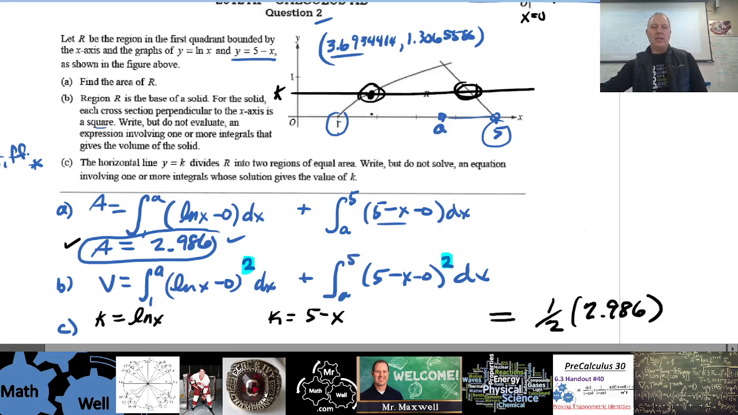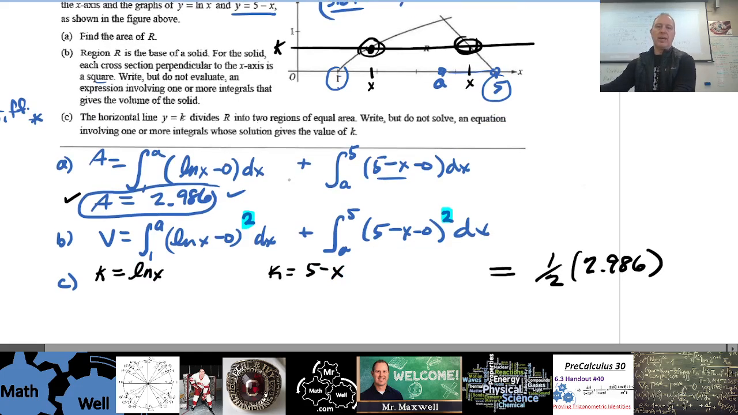Now, in order to find the x value that is associated with each of these, that's kind of the key, right? Oh, it says write, but do not solve. Oh, okay, fine. An equation involving one or more integrals whose solution gives the value of k. So we are trying to solve for k. k is going to be our unknown. So right now, if I write my integrals in terms of ln x and 5 minus x, that's in terms of x. I do not want them in terms of x. I will need to solve for k. So I need to solve for x here. Okay, I'm going to need to solve for x.